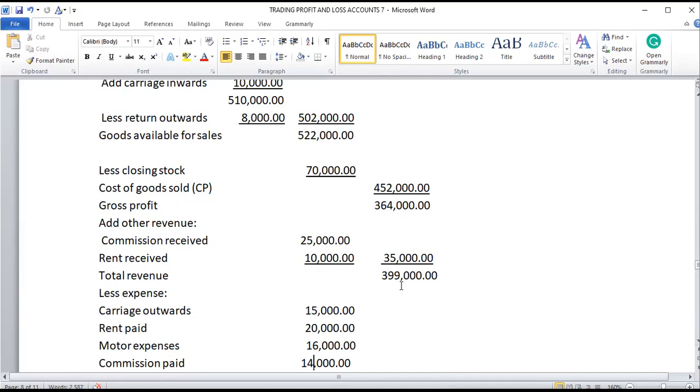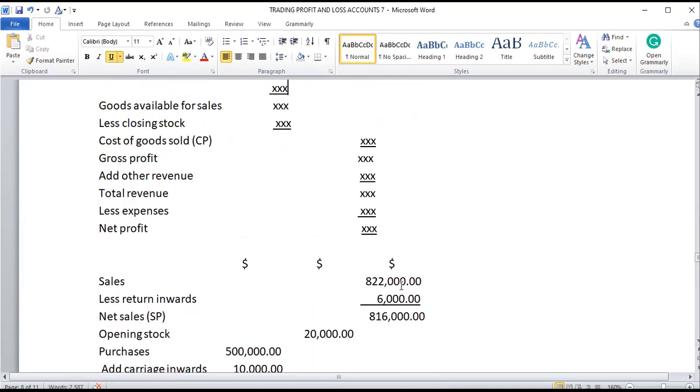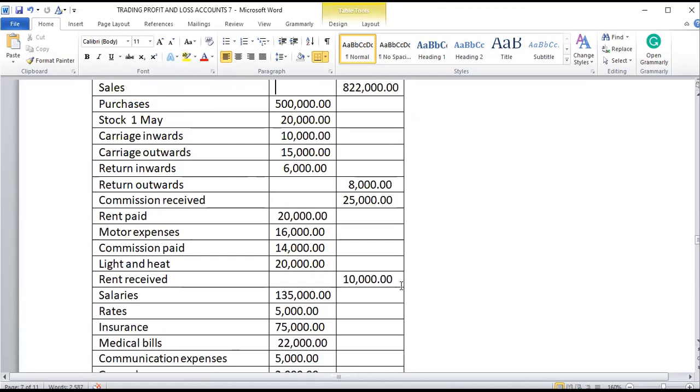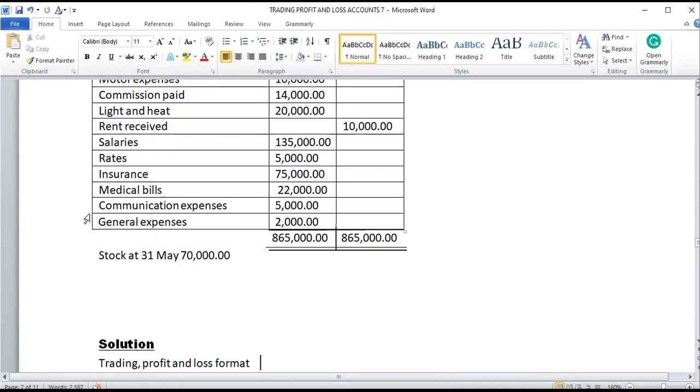$399,000. Then we deduct all expenses, and these are the expenses. Rent paid, $20,000. Motor expenses, $16,000. Commission paid, $14,000. Light and heat, $20,000. Salaries, $135,000. Rates, $5,000. Insurance, $75,000. Medical bills, $22,000. Communication expenses, $5,000. And general expenses, $2,000. So we sum all up.